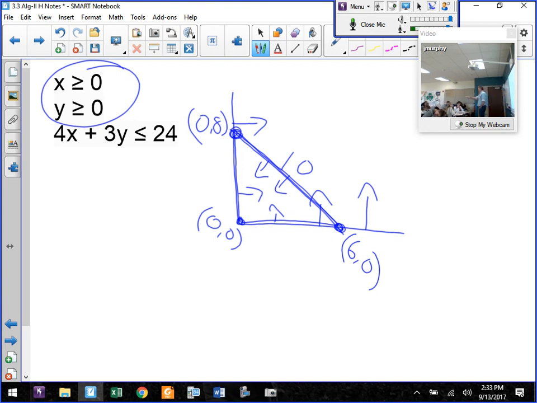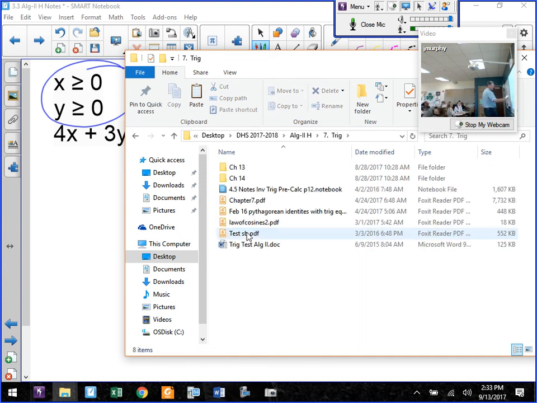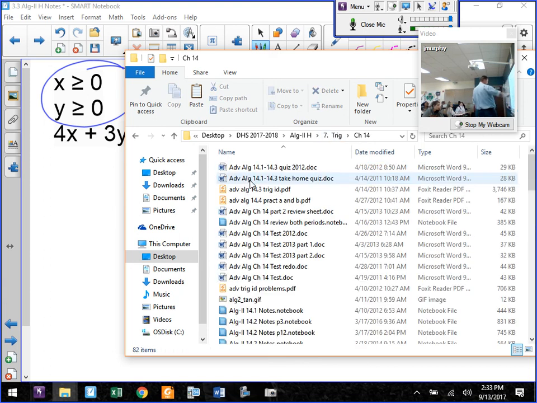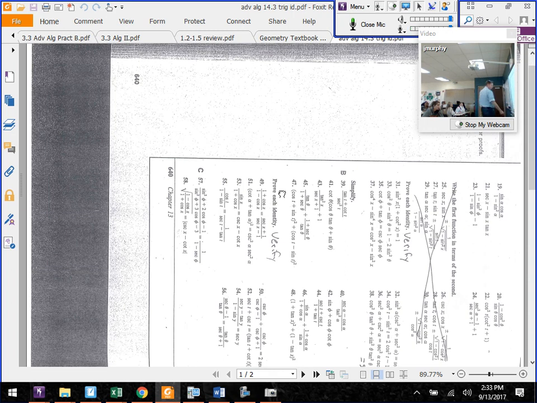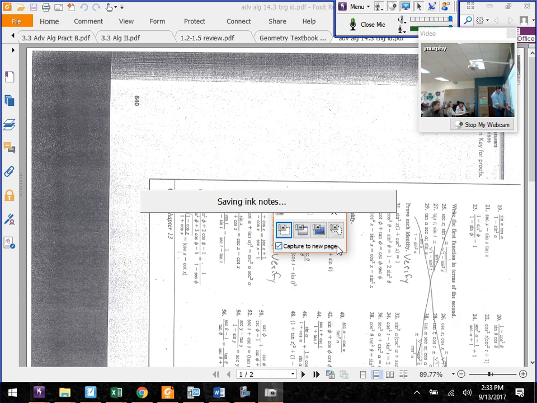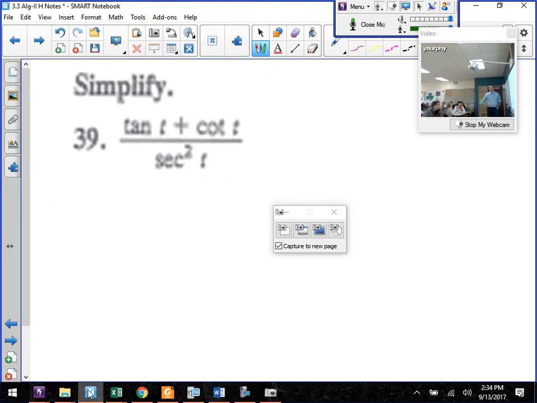Oh, we'll do proofs eventually. Algebraic trigonometric proof, using trigonometric identities to prove and simplify.